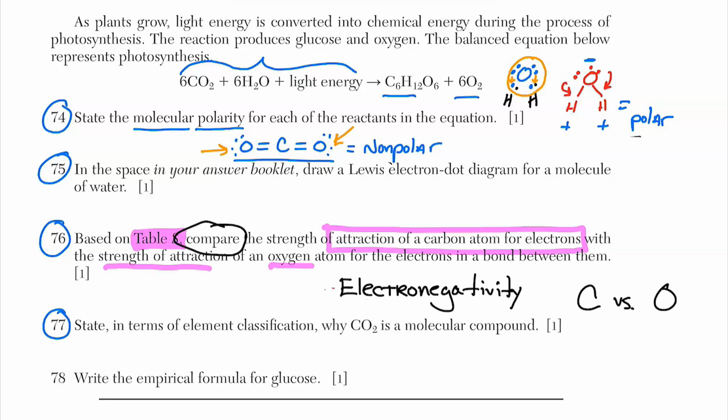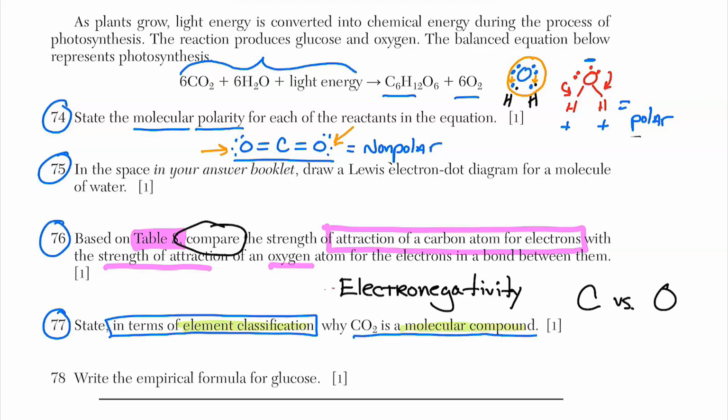State, in terms of element classification, why CO2 is a molecular compound. So the word molecular compound, what does that mean? In terms of element classification, elements are one of three things. They're metals, nonmetals, or metalloids. So why is it a molecular compound?